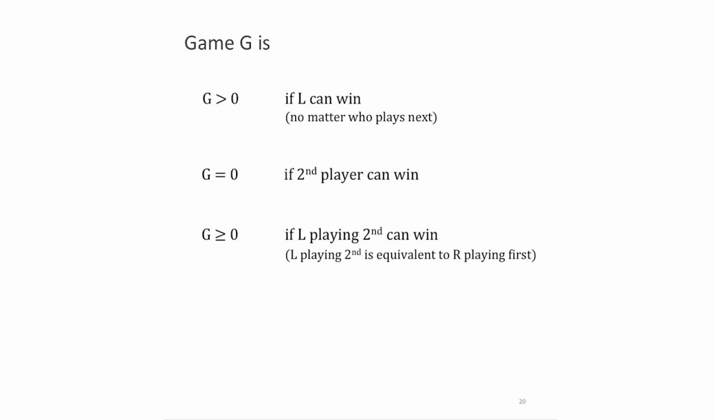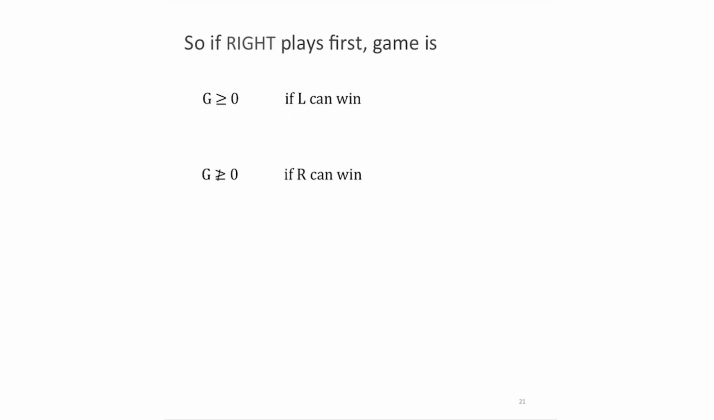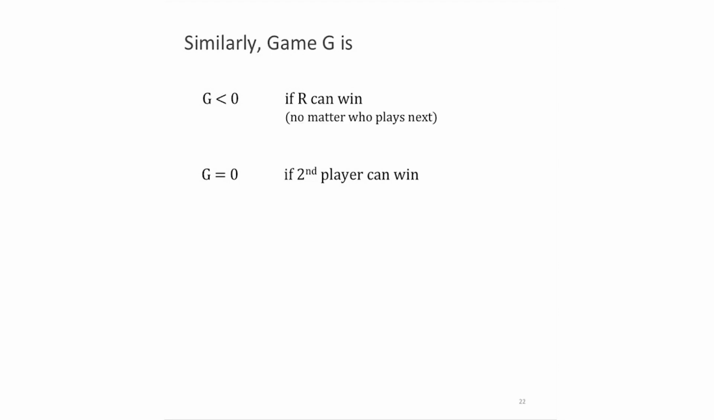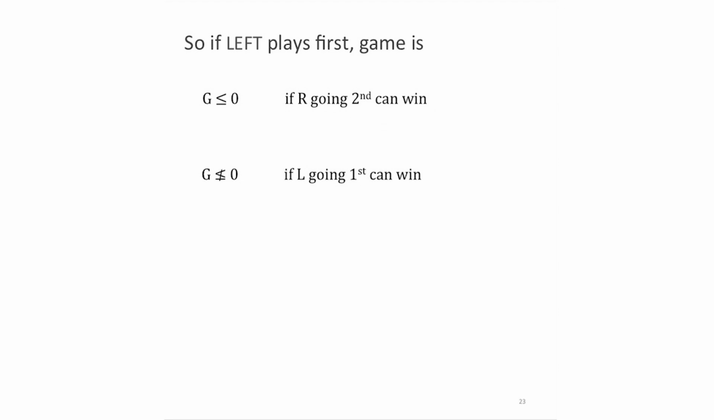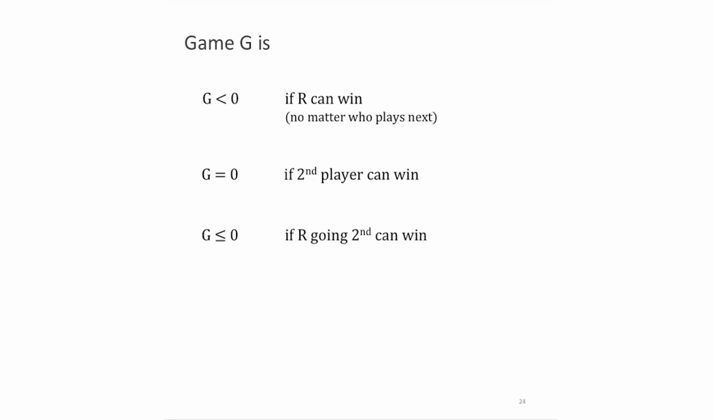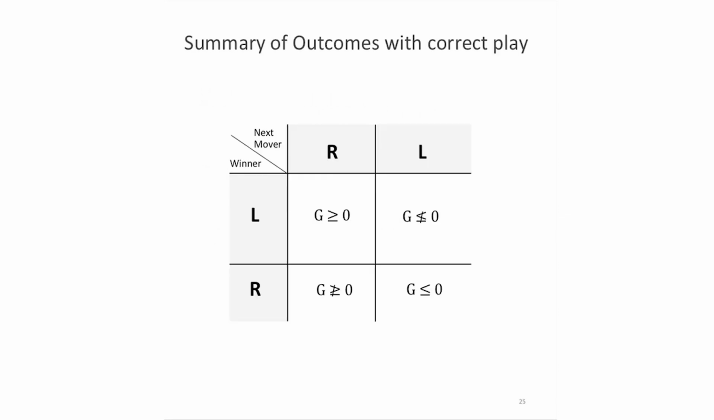Left going second is equivalent to right going first. So if right plays first, the game is greater than or equal to zero if left can win, or not greater than or equal to zero if right can win. Similarly, if right goes second, meaning that left goes first, then right can win if and only if the game is less than or equal to zero. So we have this summary of the outcomes with correct play.